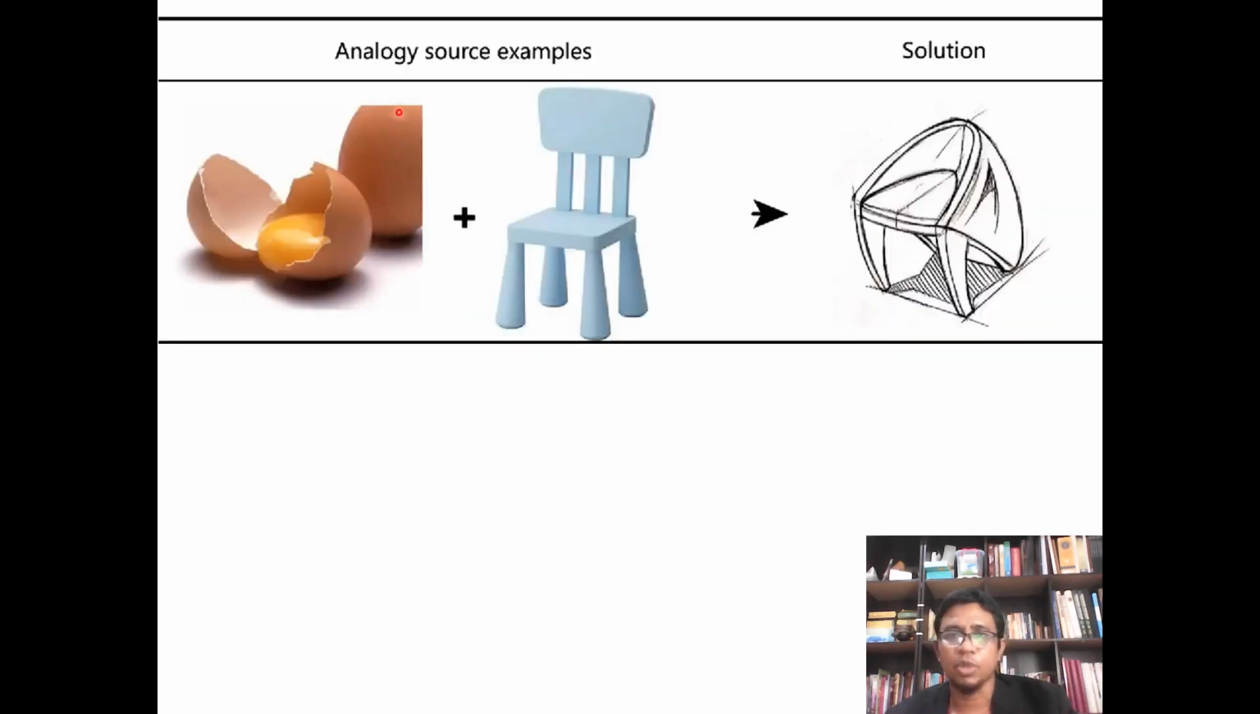This is the process normally involved in analogy. Number one, the source, for example the egg. Then the second one is the chair, the final product that we want to apply to. So we have to understand the functional aspects, the metaphor, the anthropometrics and ergonomics, and so on. Then we apply the characteristics of the egg to the chair, and produce a final product.